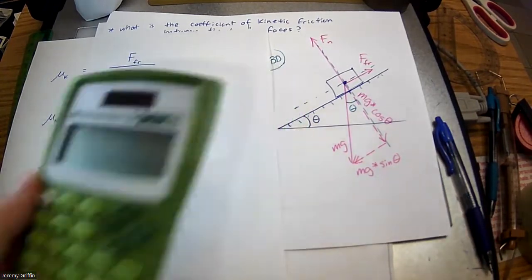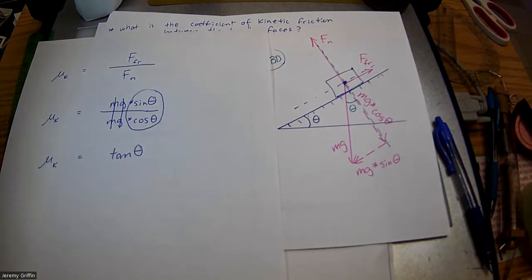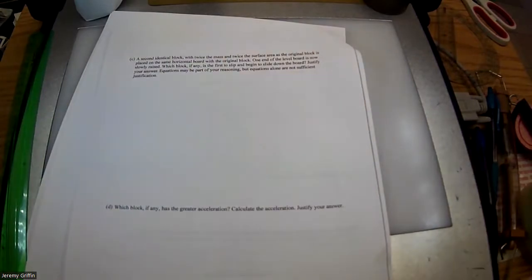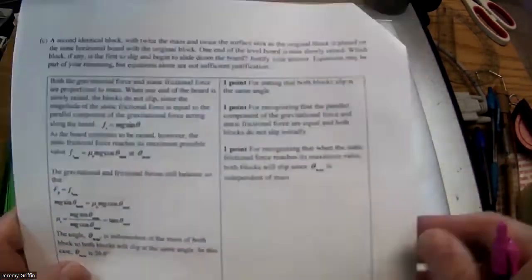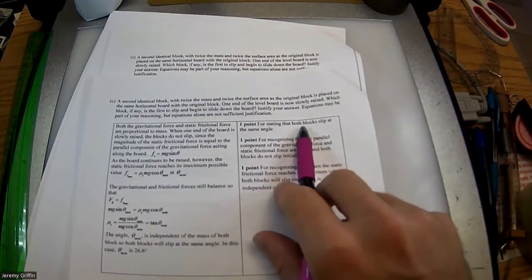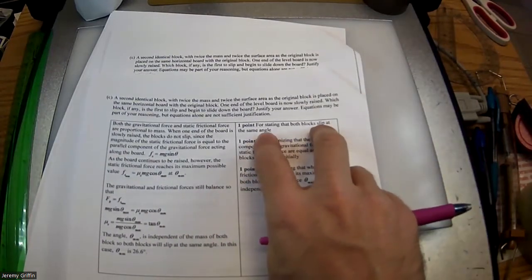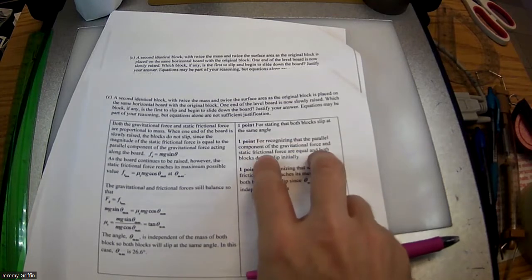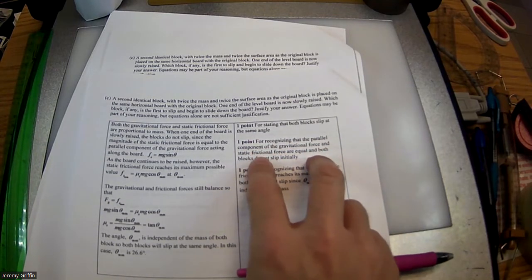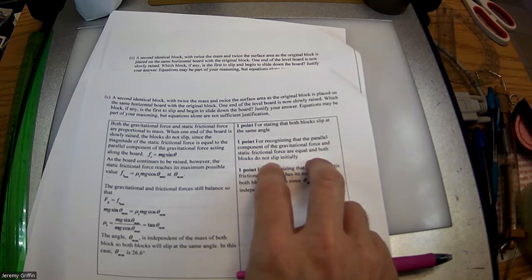Look at that. All right, let's check out their solutions. So they counted this one out of 3 points also. You guys got those colored pencils? Let's check this out. They did 1 point for stating that both blocks slip at the same angle. 1 point for recognizing that the parallel component of the gravity force and static frictional force are equal and both blocks do not slip initially.